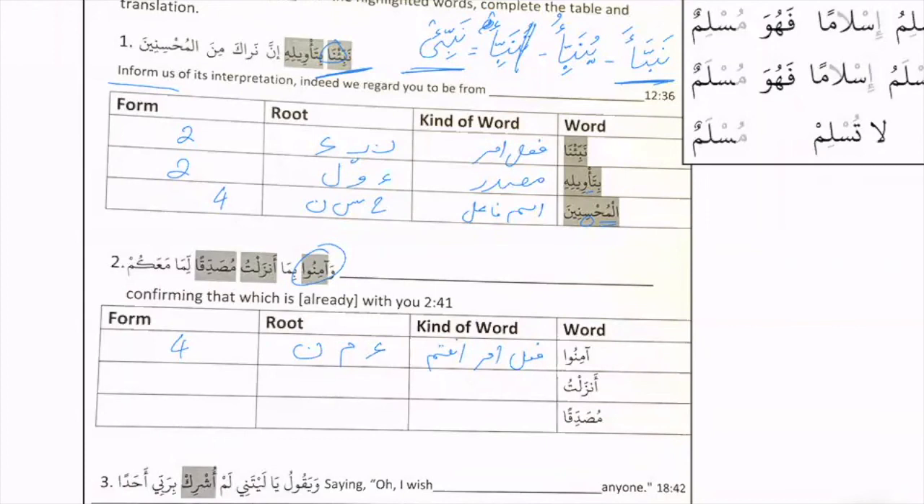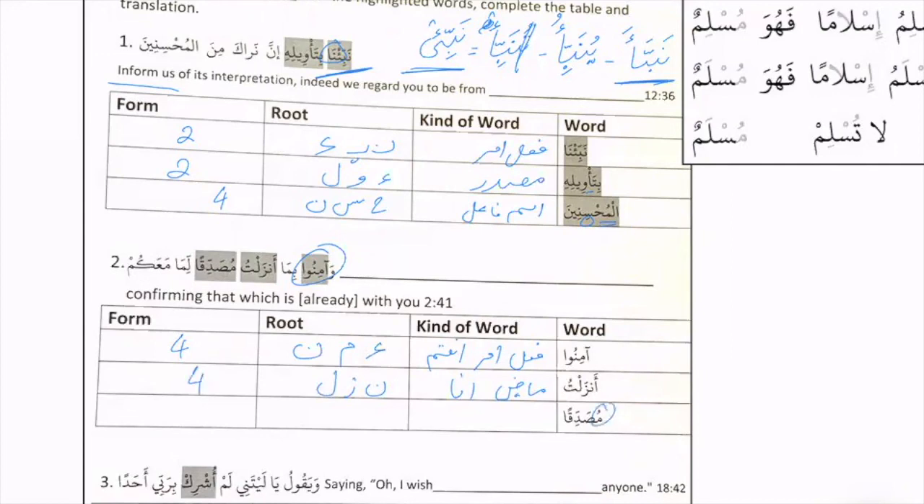Then we have anzaltu. What do you think? Is it a past tense? Very good. So yes, this is fail madi, and fail is ana. Very good. Anzaltu, aslamtu. Anzaltu is matching with aslamtu. So noon, zai, and lam are the root letters, and again family 4.